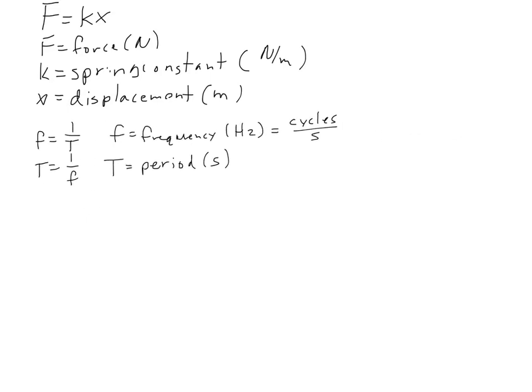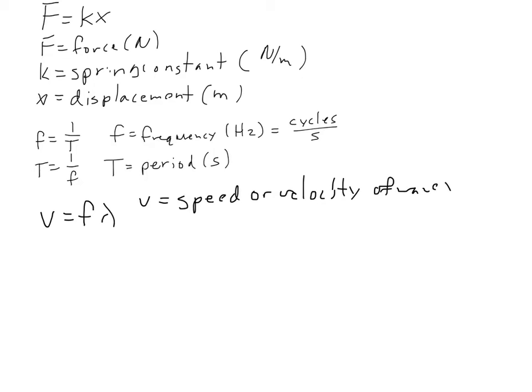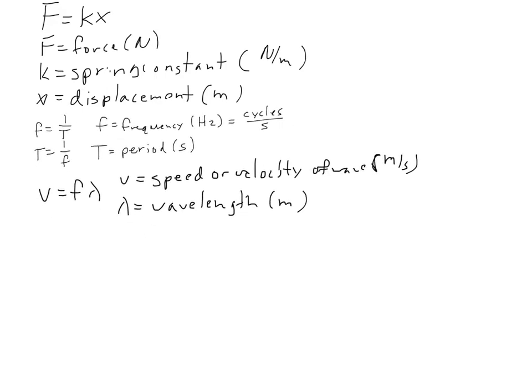Right. Next equation is v equals f lambda. And for this one, v is the speed or velocity of a wave, and that's going to be measured in meters per second. f is still frequency, and lambda is going to be wavelength. That's going to be measured in meters. Oops, those are both shrinking there.